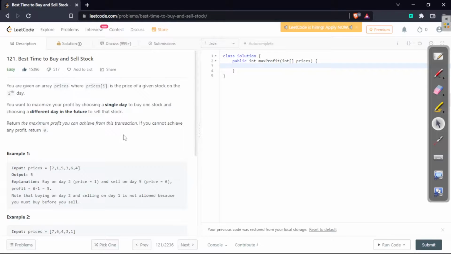So what this essentially says is that we can buy a stock on one day and sell it on the next day, not on the same day. We have to buy and sell in such a way that we can maximize the profit.